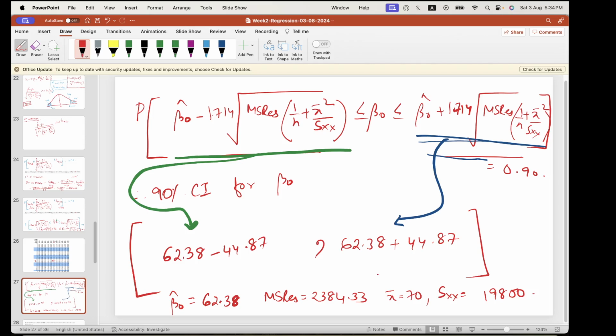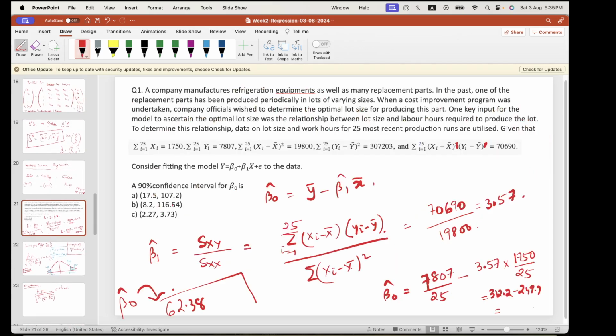So this is coming to 107.25, and this one will be 62.38 minus 44.87, which is 17.51. Alright, so then this is your required 90% confidence interval: 17.5, 107.2.